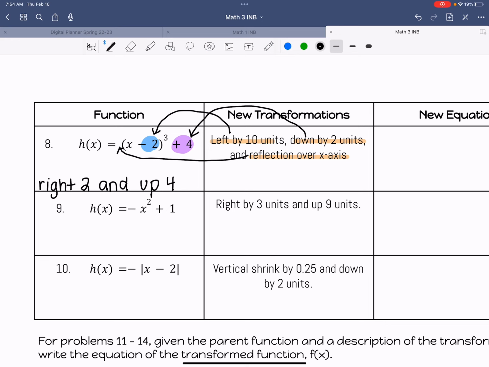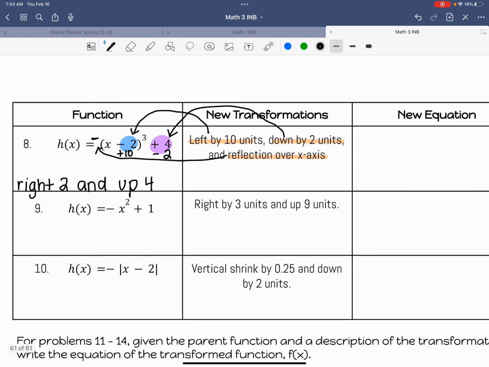So we're going to be going to the left by 10. So remember, left is the opposite, so we're going to do plus 10 on the inside. Down 2, we take it at face value, so we're going to subtract 2, and then there's going to be a negative in front. All right, so this is going to turn into negative, and then negative 2 plus 10 is going to give me plus 8 cubed, and then we're going to do plus 2.